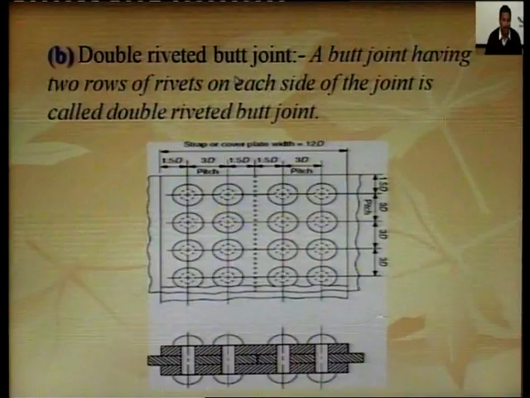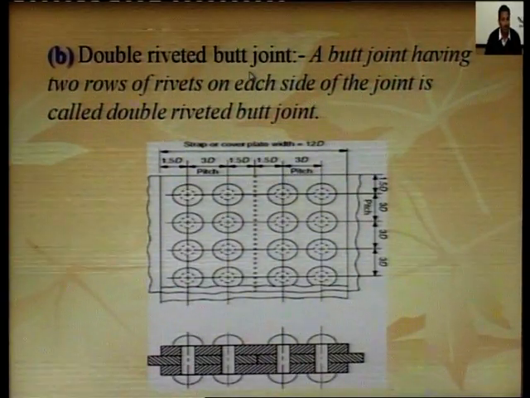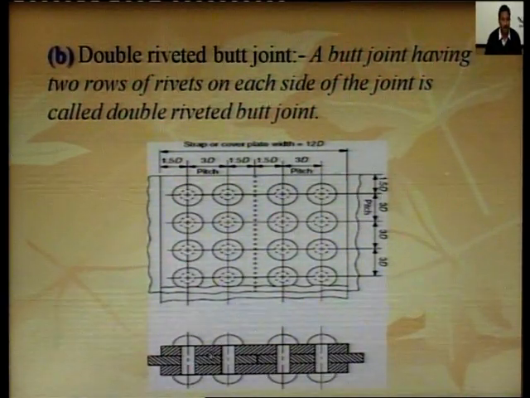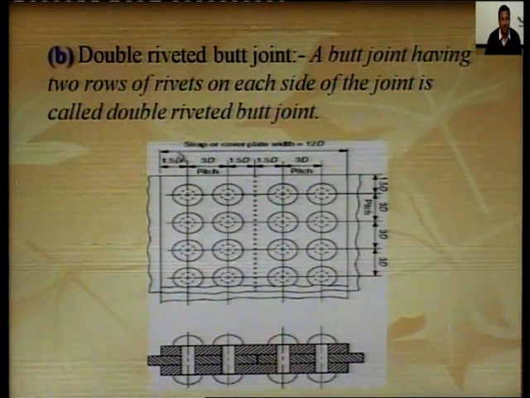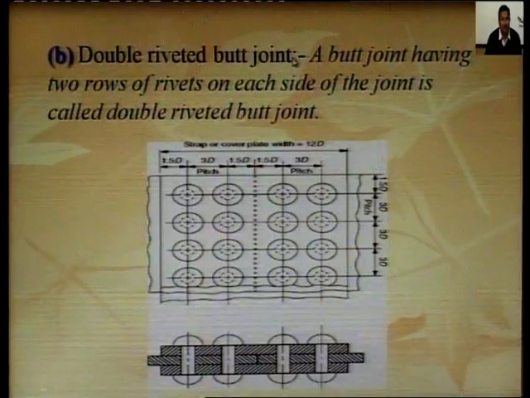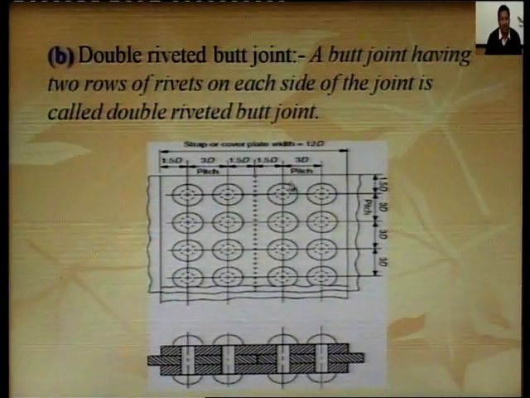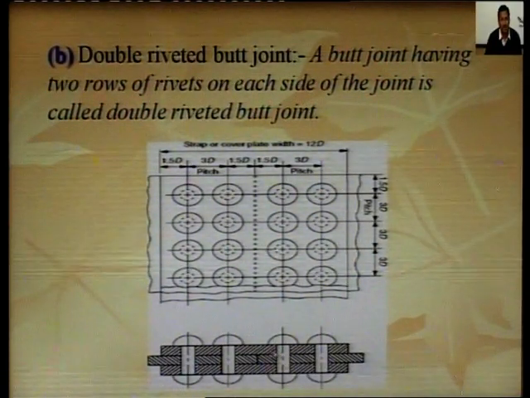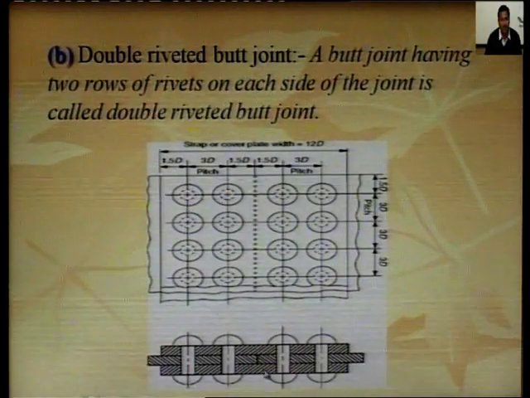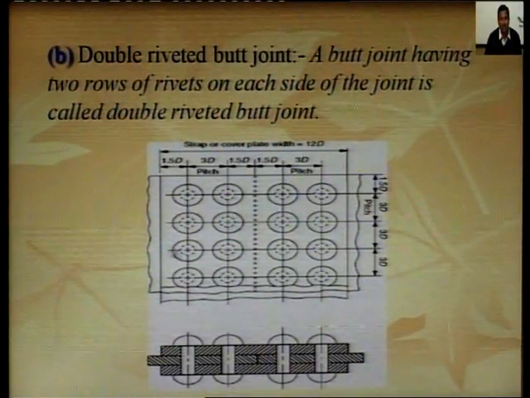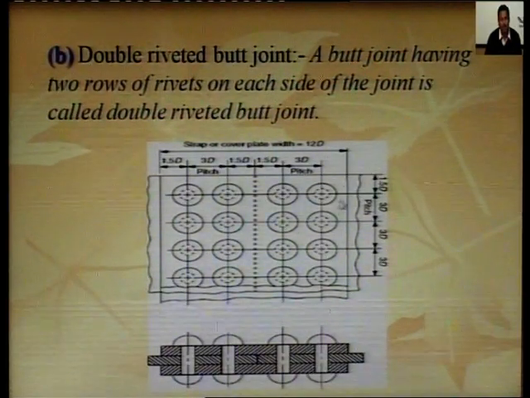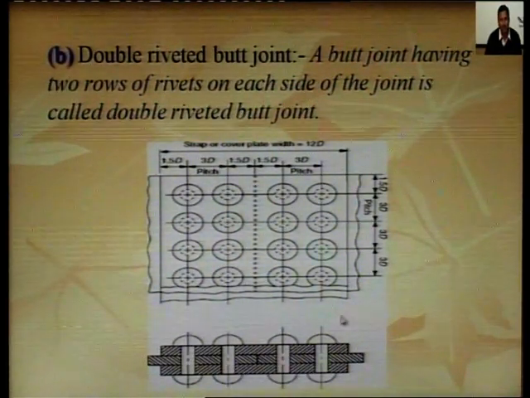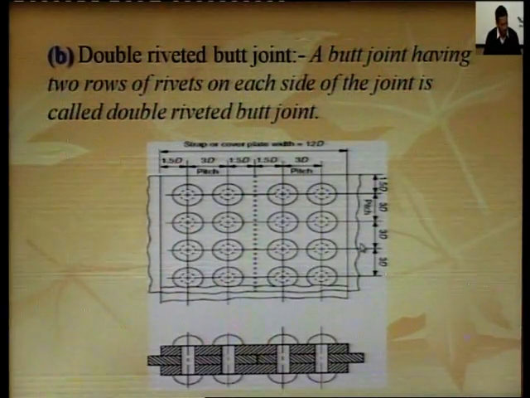The double riveted butt joint again is of two types. When a single cover plate is there, then that type of joint is called a double riveted single cover plate butt joint. In the case when a double cover plate is there, one on this side, one on this side, that type of joint is called a double riveted double cover plate butt joint. So, this diagram is for the double riveted double cover plate butt joint.